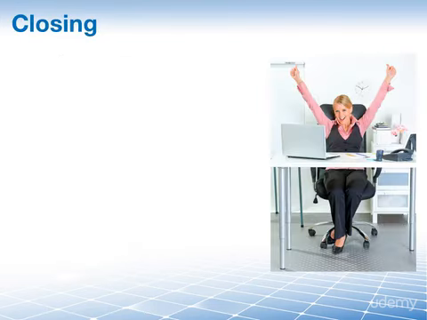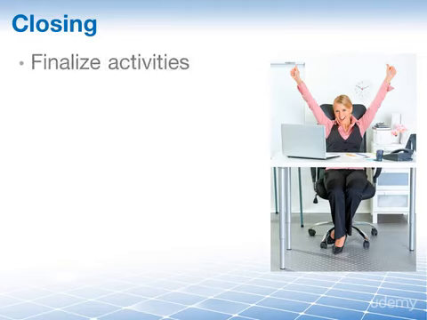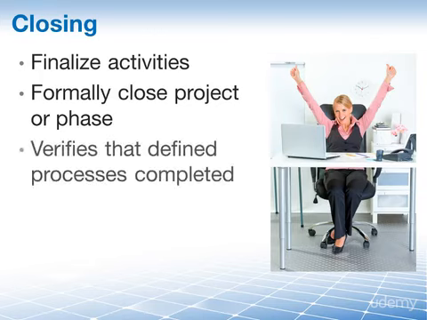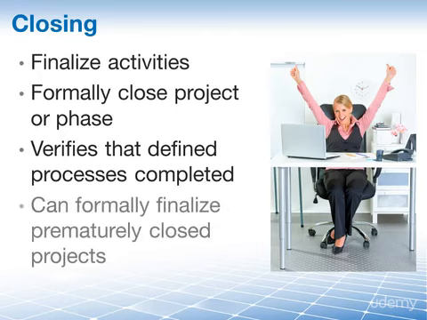Closing is the fifth and final process group, and it includes those processes performed to finalize all activities across all process groups to formally close the project or phase. In this process group, you as the project manager need to verify that the defined processes are completed. For instance, you will close out all procurement activities for the project and ensure termination of all relevant agreements. This process group can also be used to formally finalize a prematurely closed project. Prematurely closed projects that may need this could include cancelled projects or projects that faced a critical situation and had to finish.